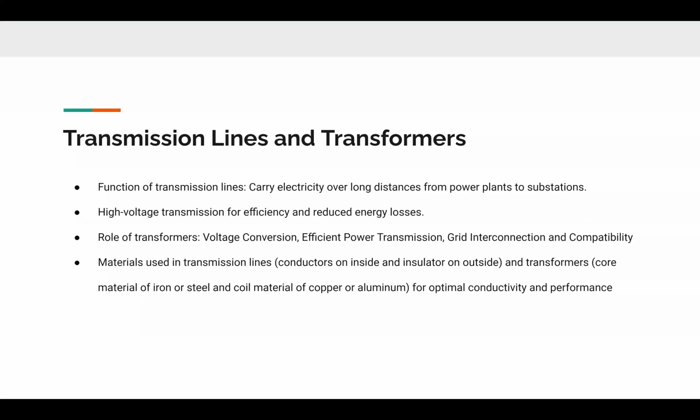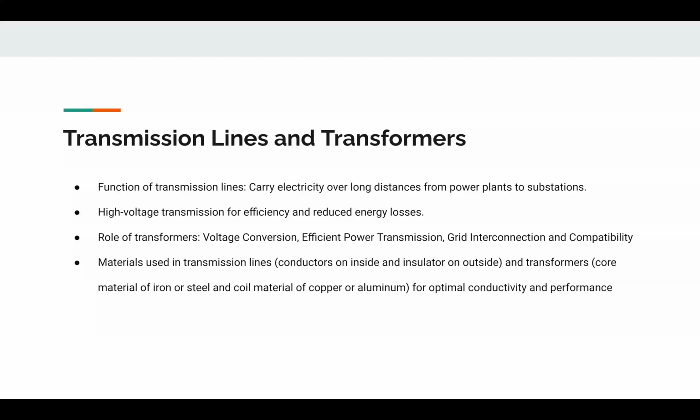So, next, let's go over transmission lines and transformers. The function of transmission lines is to carry electricity over long distances from the power plants to substations. Energy is generated at power plants and then transferred over to substations. And we use high voltage transmission over long distances for efficiency and to reduce energy losses.